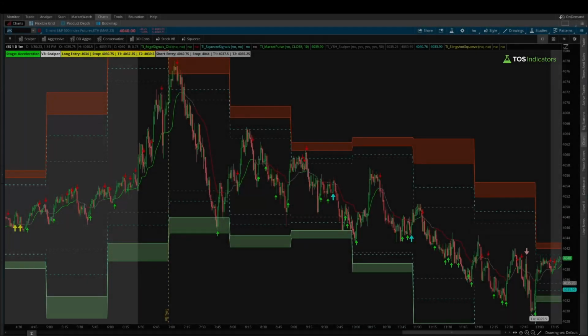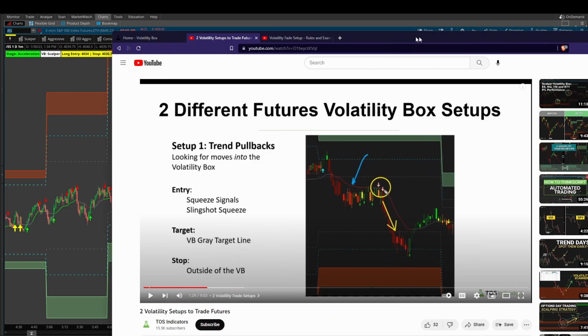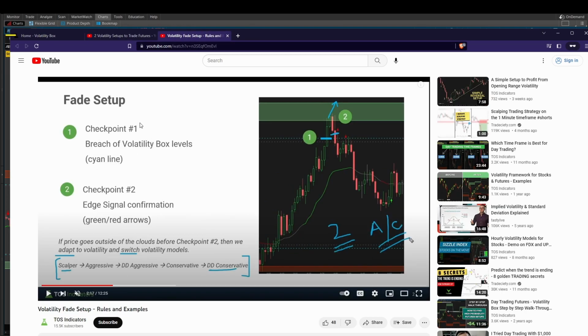In today's video, we're going to take a look at the S&P 500 along with the NASDAQ futures. The way we'll look at both of these markets is through the lens of our two different volatility setups that we have to trade futures. The first setup is the one we discuss most frequently, and that's our fade setup.